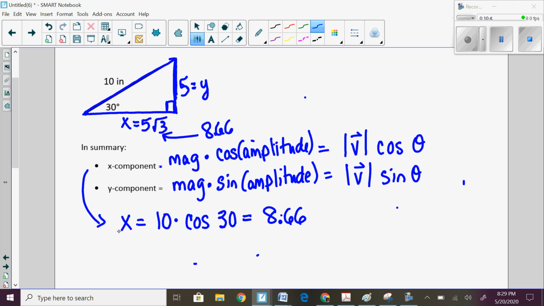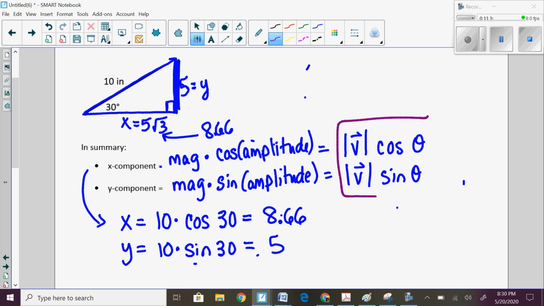Okay, for the y component, we could have done 10 times the sine of 30. Okay, we know sine of 30 is 1/2, so we don't even have to put this in our calculator. 10 times 1/2 is 5, and that is what we got here. Okay, but again, we kind of knew that because of special right triangle. This is going to be very important when our triangles are not special. So you might want to put a big star around that.